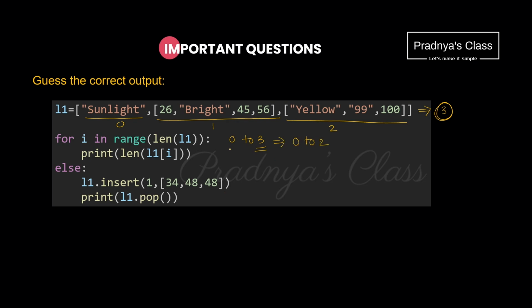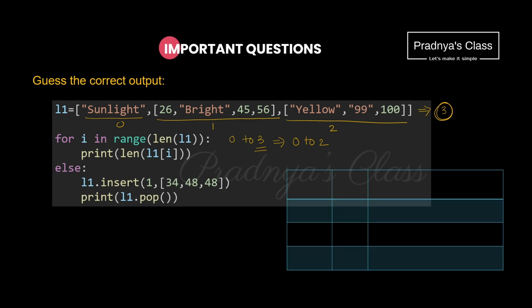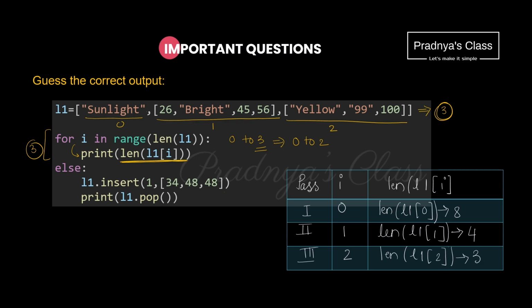How come we got 0? As starting is not mentioned, the default value is 0. Let's draw the table to avoid the confusion. We understood the values of I. It will be 0, 1 and 2. It means the loop will execute for 3 times. Using print statement, we are printing the length of L1 of I. It means what? We are printing the length of each element of the list. So these values we will be getting.